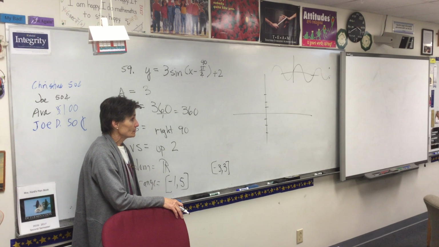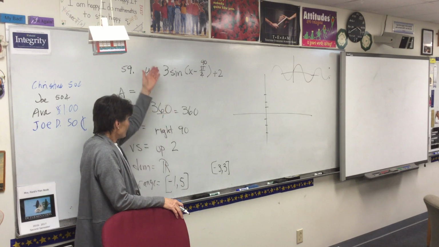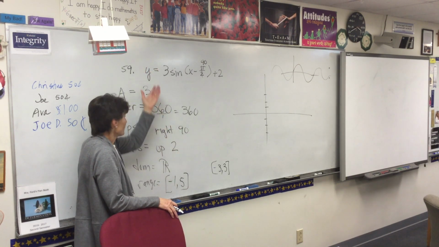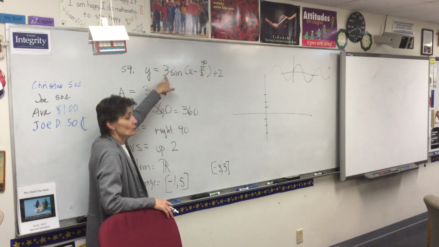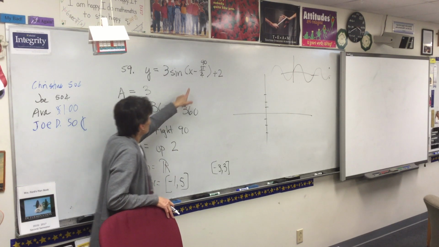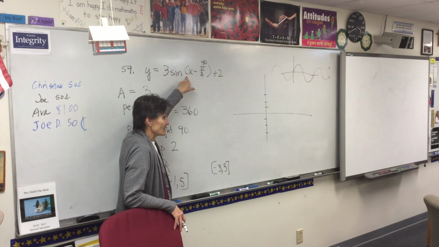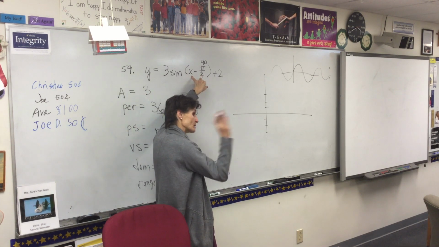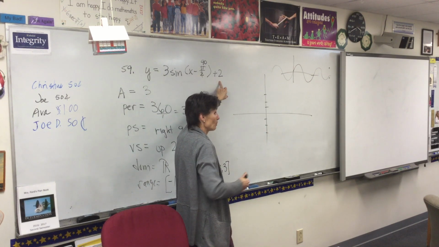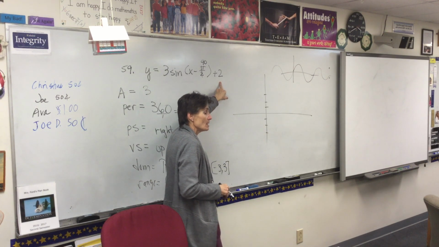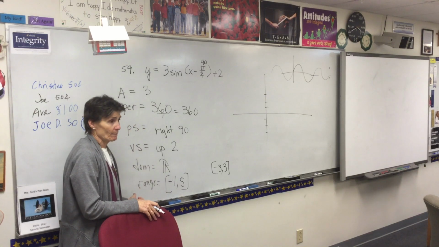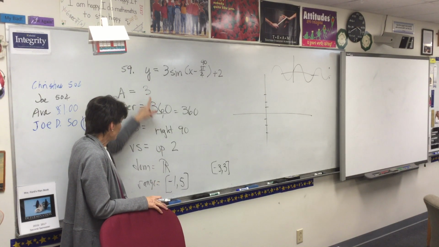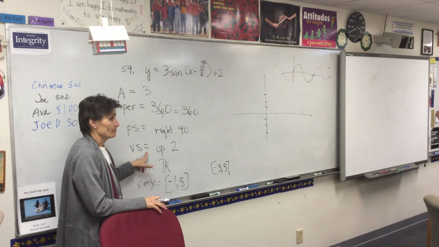It's cold in here. If you really study, you can do this. You can fill these in if you really study. The amplitude is always that number. The period is always 360 divided by this number. Inside the parentheses is your horizontal shift. Outside the parentheses is your vertical shift. The domain is always all real numbers. And then the range depends on the amplitude and the vertical shift.